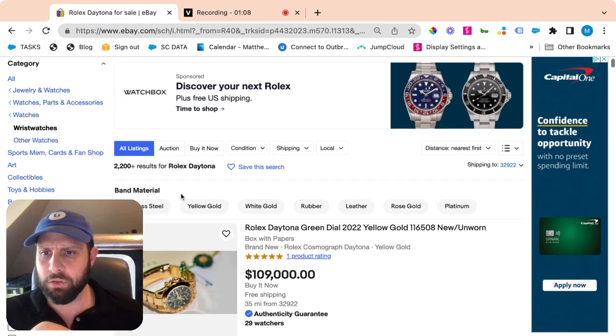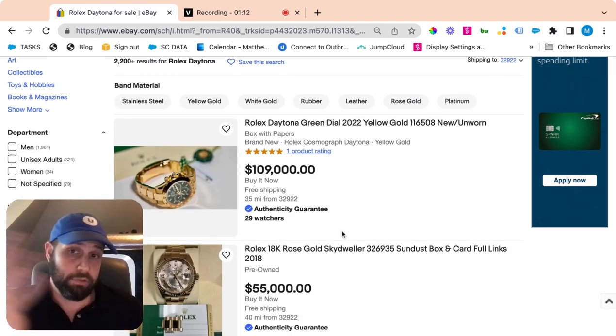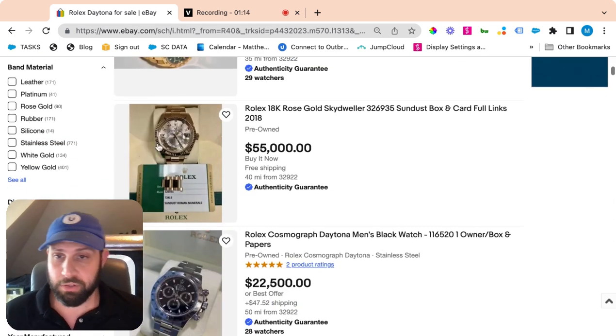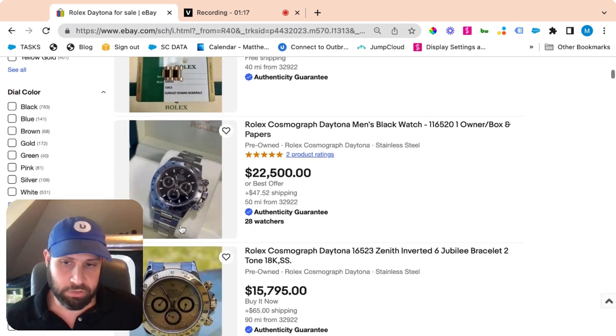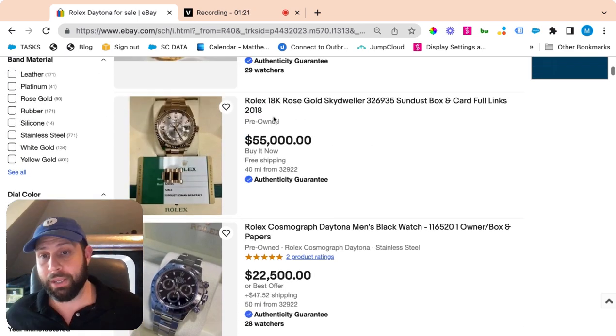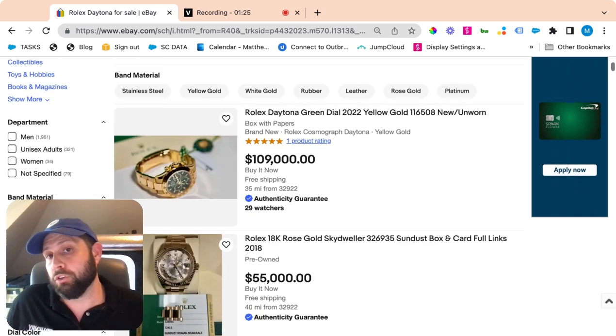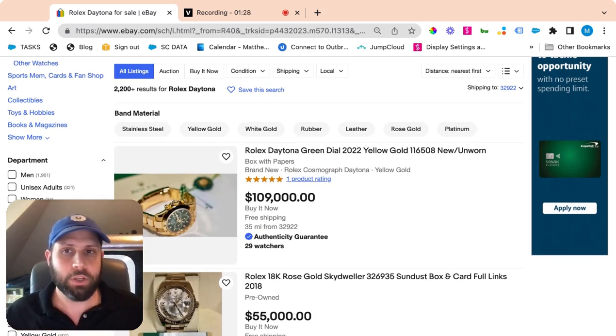So if I'm looking at Rolex Daytonas, there's 2,200 plus results. The first one's a beautiful John Mayer for $109,000. Is that a good price? No. See, this actually isn't a Daytona, but this is. So I guess my point is there's a whole lot of things that eBay is doing right, and a whole lot of things that it's kind of got a little wrong. Nonetheless, we are here to learn how to use it the right way.